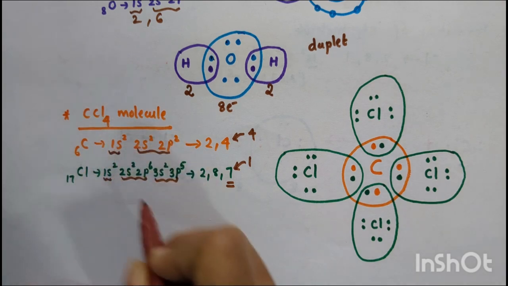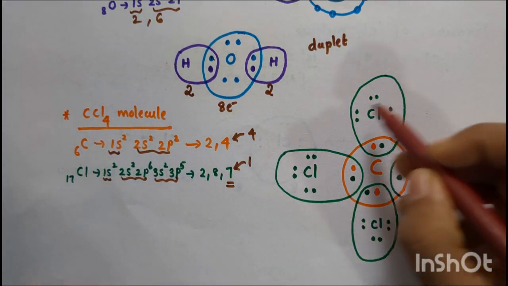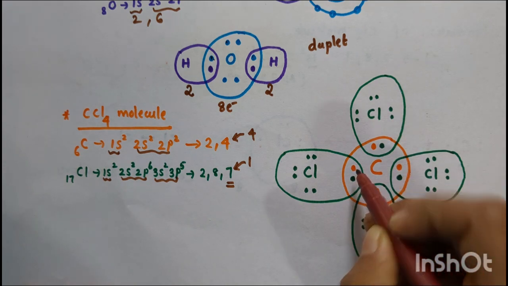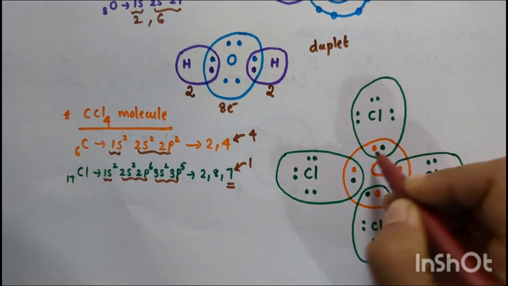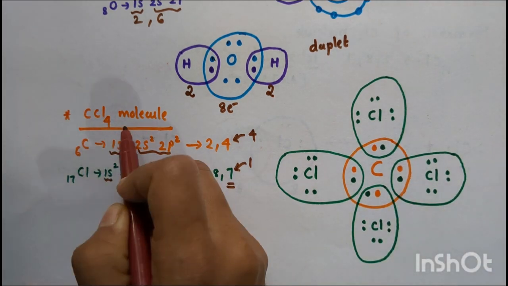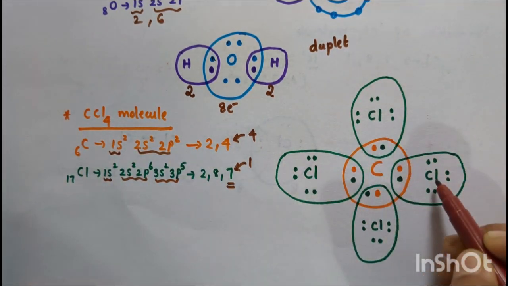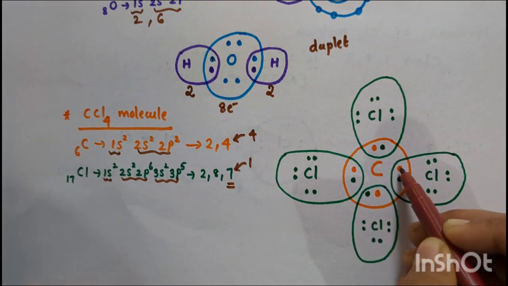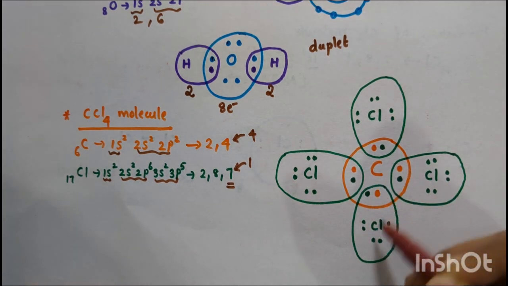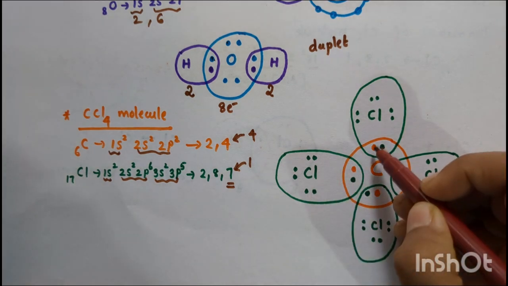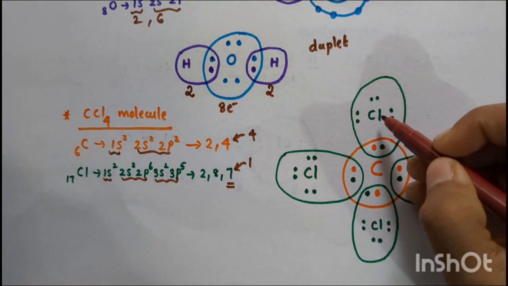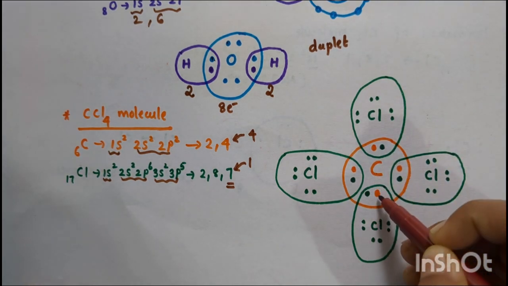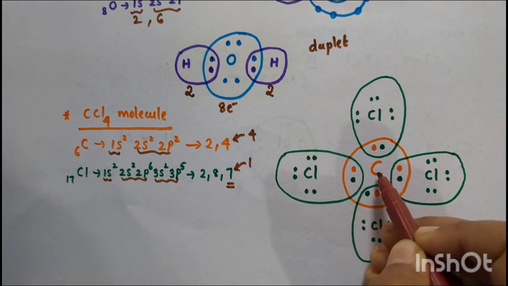This is how the CCl4 molecule is formed. Carbon has 4 valence electrons. Each chlorine atom has 7. In the CCl4 molecule, there is 1 carbon atom and 4 chlorine atoms. This carbon atom will share 1 electron with this chlorine atom, 1 electron with this chlorine atom, 1 electron with this chlorine atom, and 1 electron with this chlorine atom. And each chlorine atom will share its 1 electron with the carbon atom.